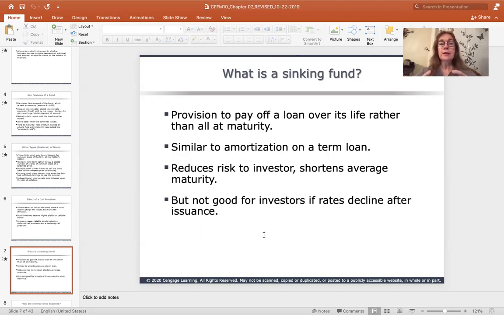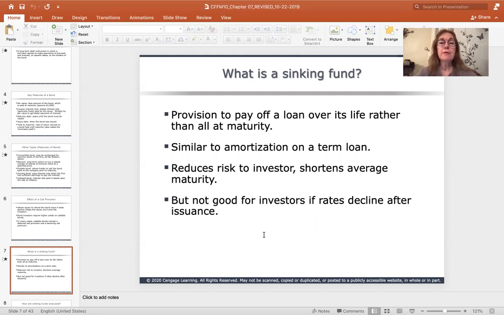Well, they can have a sinking fund where they decide we're going to pay off 10% of those bonds each year. So in effect, they're going to pay off $100,000 worth of the bonds each year. So then at the end of it, they only have the last $100,000 to pay off. They don't have to come up with this huge balloon payment. And so investors don't really mind that because it is less risk for the company to do that. It's less risk for the bondholder.